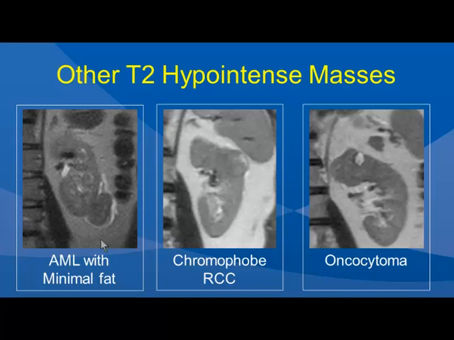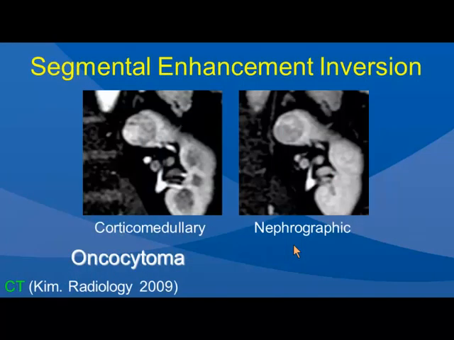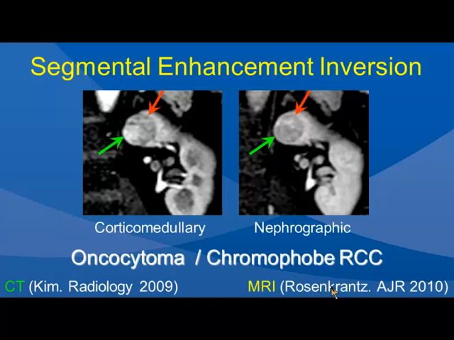Other lesions are dark on T2 as well. I described the AML with minimal fat before, chromophobe RCC as well, and oncocytomas can be dark on T2 or isointense to the renal parenchyma. The segmental enhancement inversion sign was described on CT years ago as very specific for oncocytoma. This sign describes areas in the mass that are hypervascular in the early phase and then wash out, and other areas that are hypoenhancing on the early phase and then catch up and become hyperdense on CT or hyperintense on MR on the delayed phase. However, Andy Rosenkrantz from NYU has shown that there is overlap with findings in chromophobe RCC, and that's our experience as well. You cannot distinguish these 2 entities based on that finding.